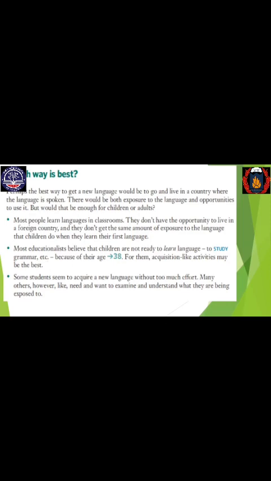Because of these, some do not need to put in a lot of effort. For example, if you are very good in your mother tongue, like you are good at speaking, you are good at writing, you are good at reading in your mother tongue, it will not be very difficult when you learn another language.